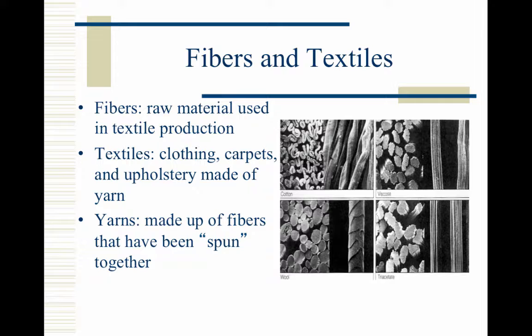So your next question might be, what are textiles? Textiles are basically clothing, carpets, upholstery, any piece of material made of interlacing yarn. Yarns are made up of fibers that have been spun together, and yarn can be thick or thin depending on the garment that you're making. In fact, rope is just a very big piece of yarn.